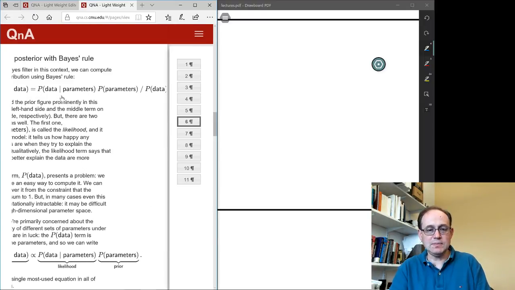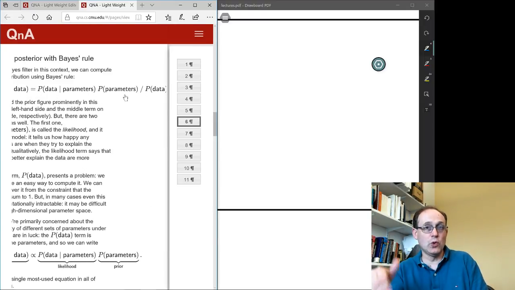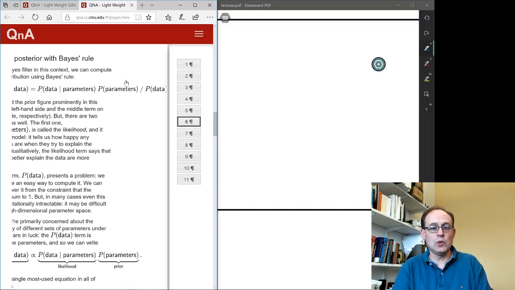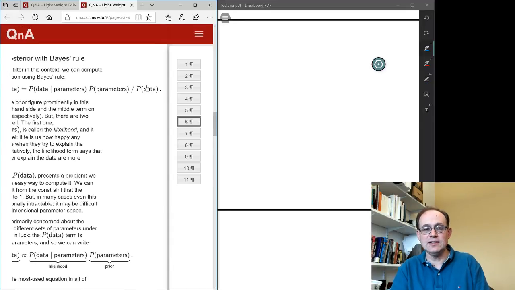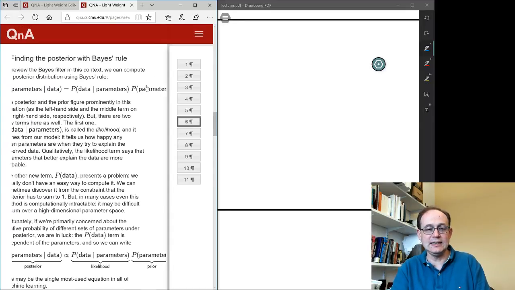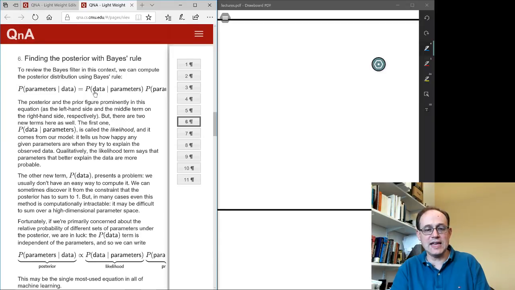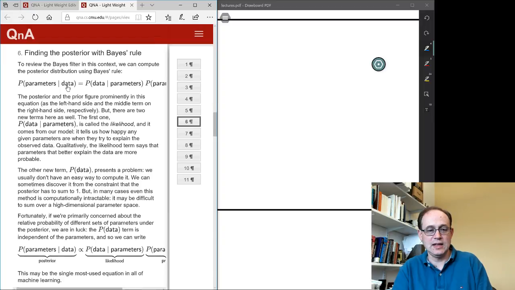So in this case, P of parameters, the time point is before we receive the data. This is the distribution over our parameters before we see any data. This is the distribution of our data that we believe before we see any data. Then this is the distribution of data supposing we knew a value of parameters, and this is the distribution of parameters supposing we knew a value of data.